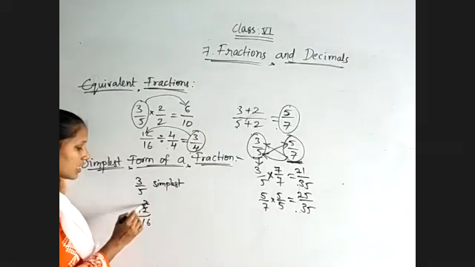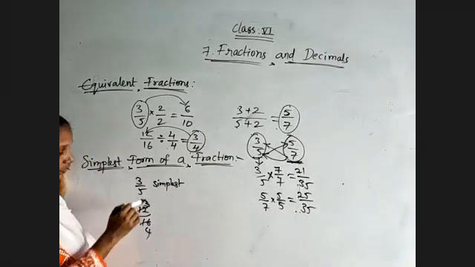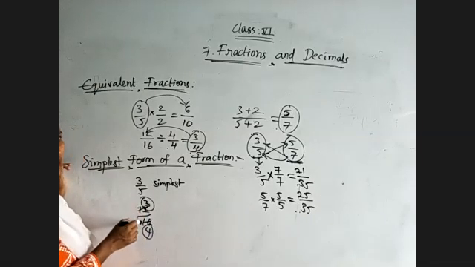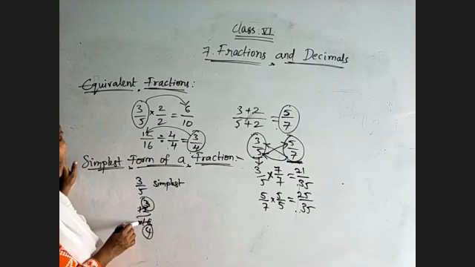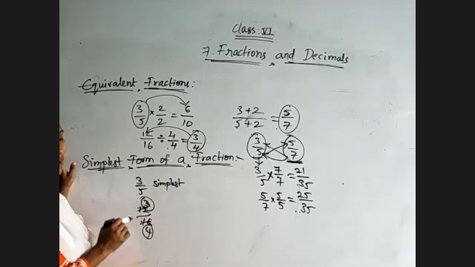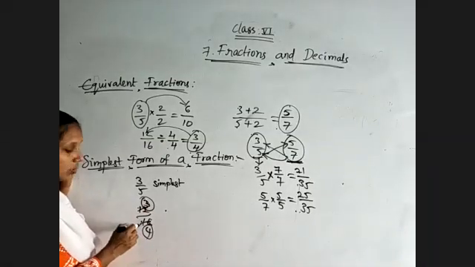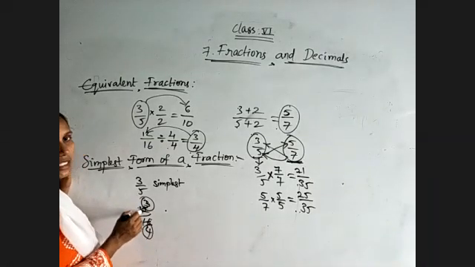Means 4 3s are 12, 4 4s are 16. Here 4 is the common factor for 12 and 16. Means HCF is not equal to 1. HCF is equal to 4. So it is not in the simplest form. And to convert it into simplest form, we must divide with their HCF.